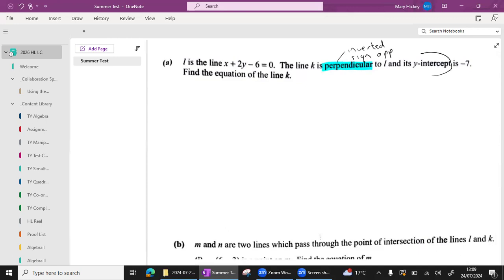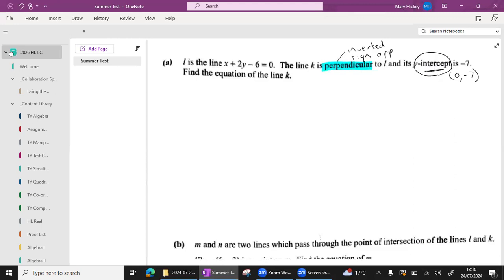Now, if something has a y-intercept of minus 7, then the coordinates are 0, minus 7. So a y-intercept always has 0 for its x value, because if it's a y-intercept, it's on the y-axis, so x has to be 0. Find the equation of K.